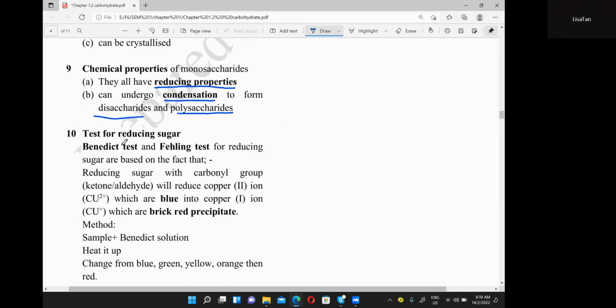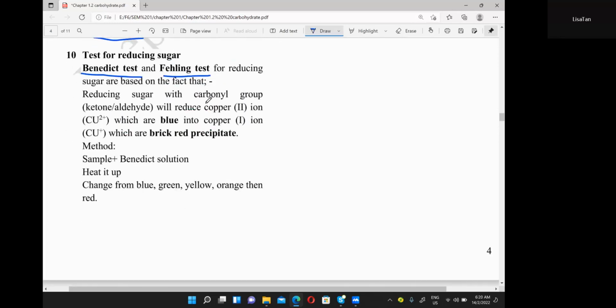Next, the test for the reducing sugar. We can use the Benedict test or the Fehling test. Reducing sugar with the carbonyl group, for example aldehyde or ketones, is able to reduce copper 2 ions, which are blue in color, copper 2 sulfate which is blue, into copper 1 ions, which are brick red precipitates. Make sure that during the exam you don't write down Cu2+. You can only write down in words copper 2 ion and copper 1 ion.